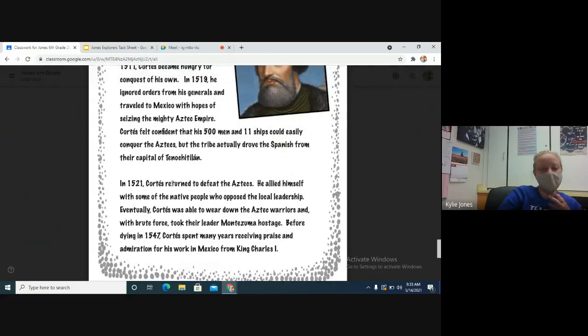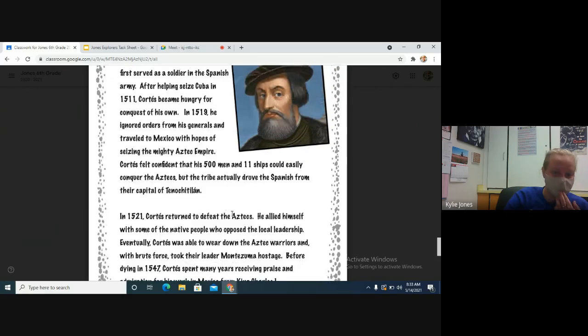In 1521, Cortez returned to defeat the Aztecs. He allied himself with some of the native people who opposed their local leadership. Eventually, Cortez was able to wear down the Aztec warriors, and with brute force, he took over for their leader. He took their leader Montezuma hostage. Before dying in 1547, Cortez spent many years receiving praise and admiration for his work in Mexico from King Charles I. So basically, he sailed across the ocean and again took over the land of native people because, you know, that's what the Europeans liked to do because they were buttheads.